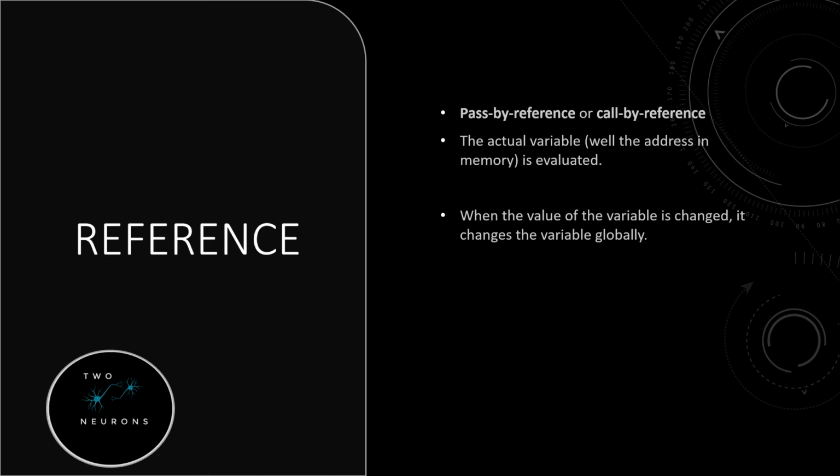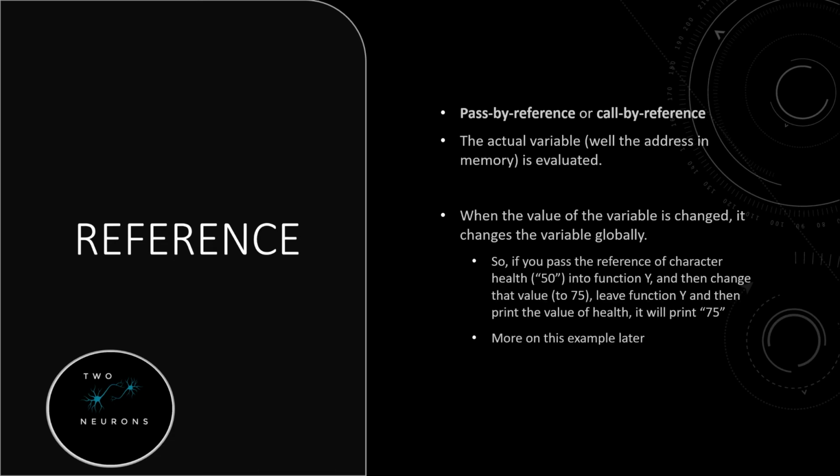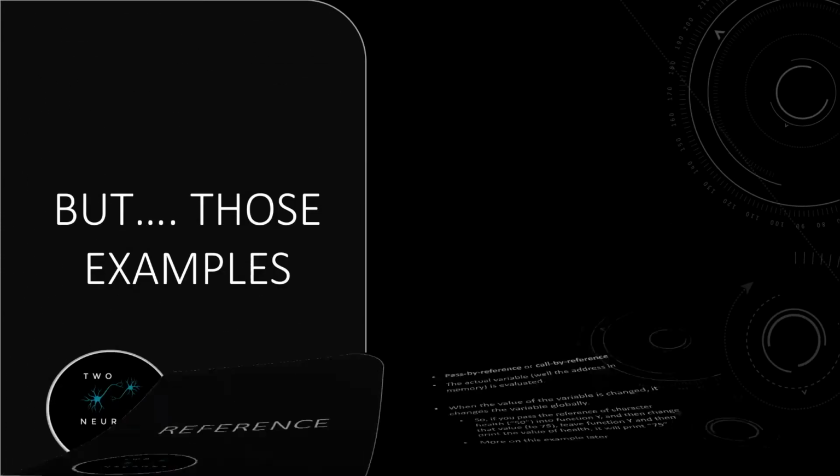So for example, if we have a function y where we pass by reference the character health, say 50, into that function, then change the value to 75 and leave function y, and then print the value of character health, it will print 75. Now, I've already said that I'll discuss this a bit more, and let's get to that.